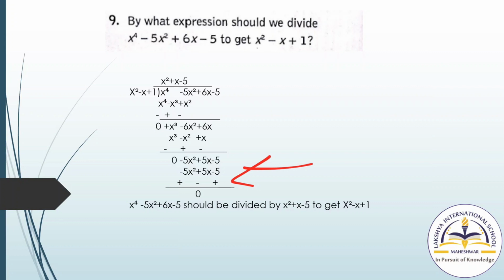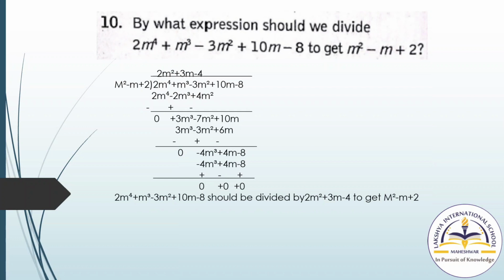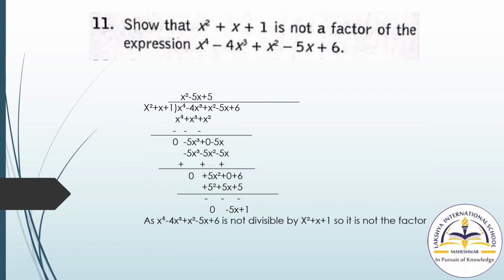Now here x to the power 4 minus 5x square plus 6x minus 5 should be divided by x square minus x minus 5 to get x square minus x plus 1. So the answer will be this one, the quotient term. Now in the same manner as we solved in our question number 9, same procedure is applied in this question number 10.